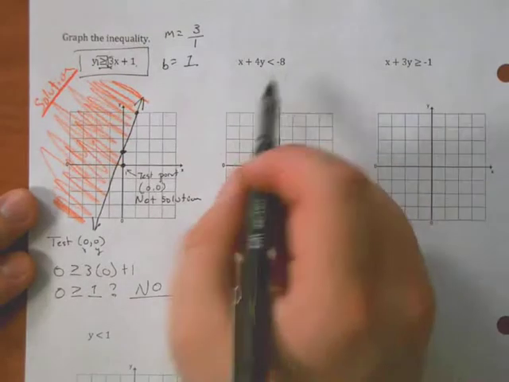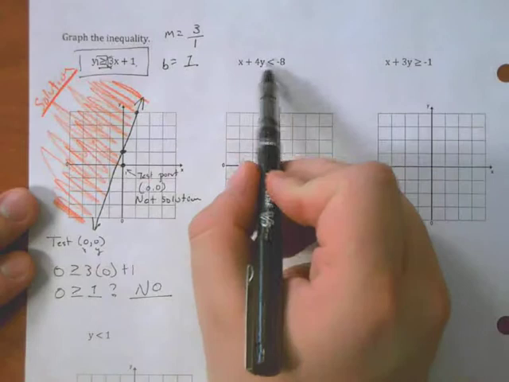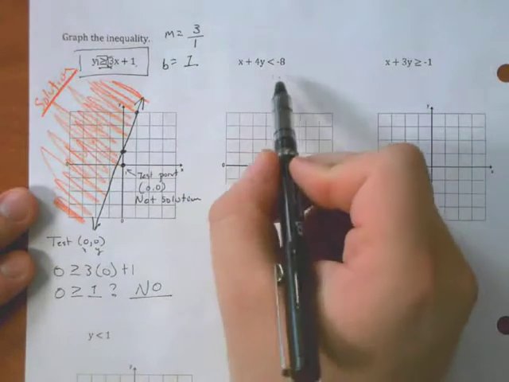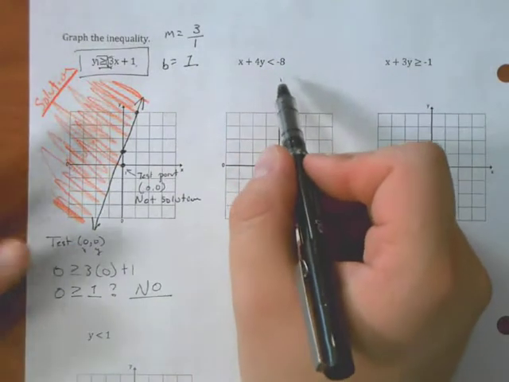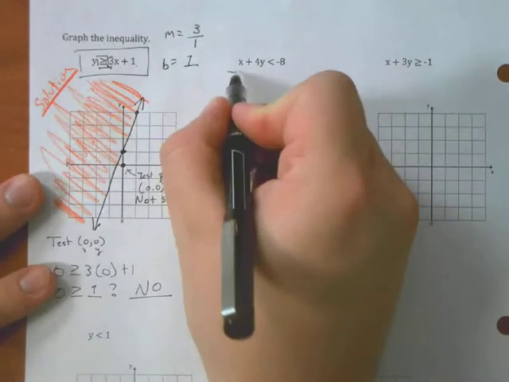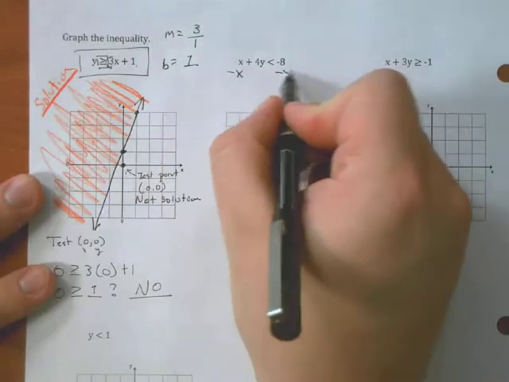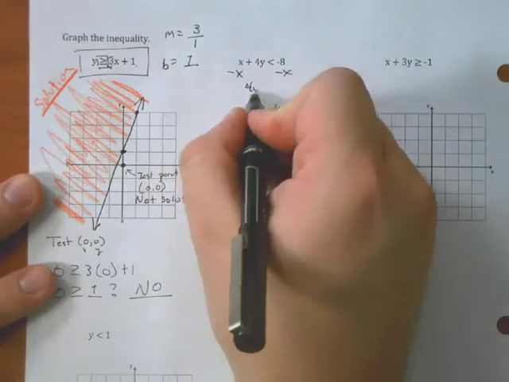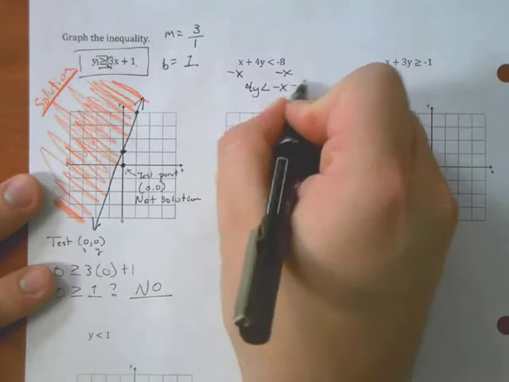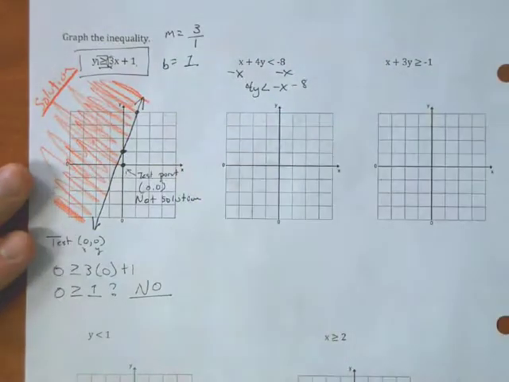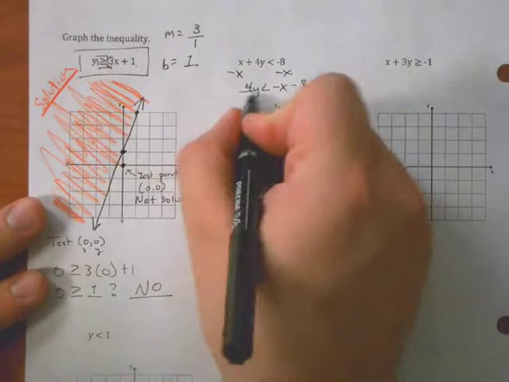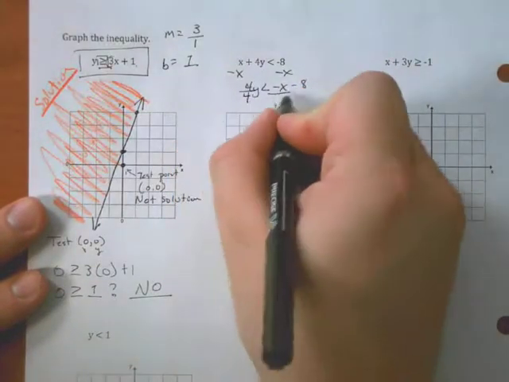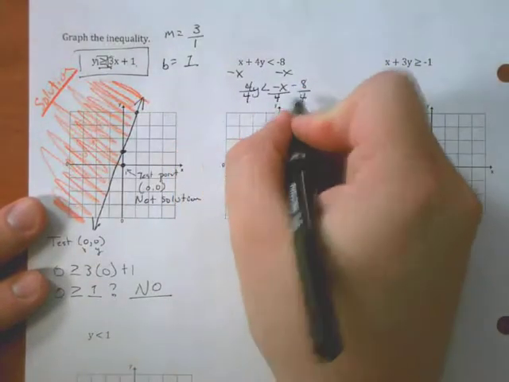Let's look at this second one. We have x plus 4y is less than negative 8. What do we need to do first before we start trying to graph it? Let's get mx plus b form here. So let's subtract x from both sides. We get 4y is less than minus x minus 8. You divide everything by 4, and welcome to fractions, because here's another one.